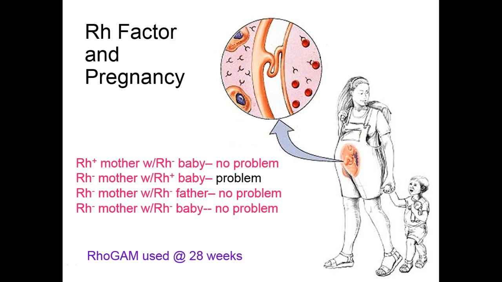If the RH negative mother and the father are both negative, because it's double recessive, they're definitely going to have an RH negative baby, so no problem. RH negative mother, RH negative baby, no problem. Understand that most of us are RH positive, so it's just that second RH positive baby with an RH negative mother that becomes problematic, and there is something that can be done.